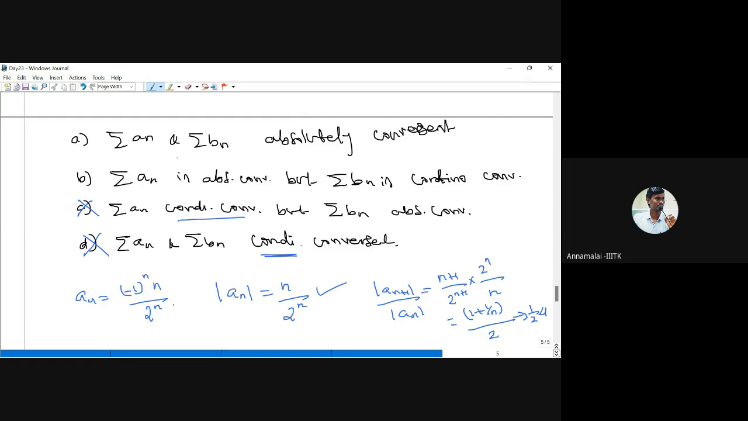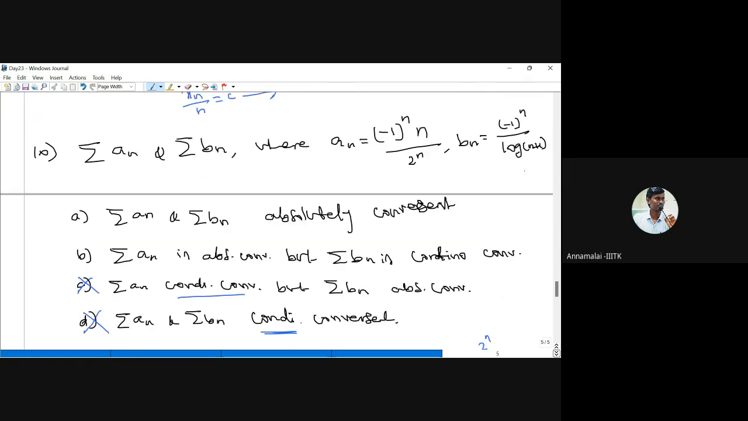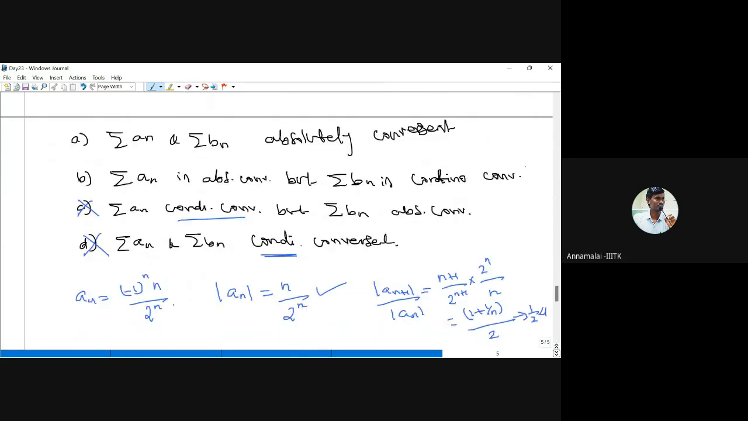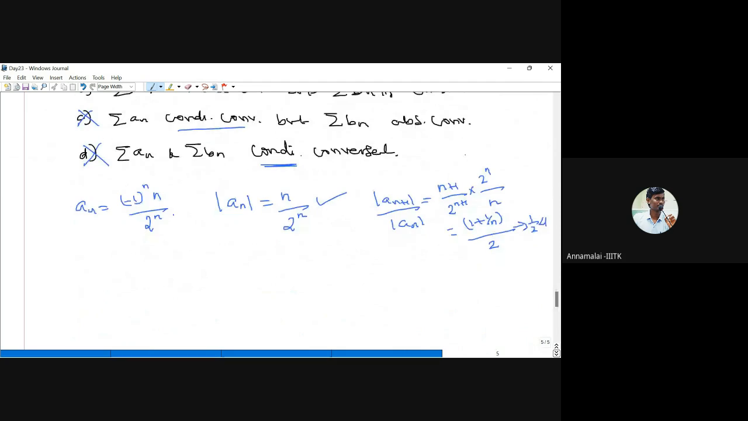Now we have to look at the second series bn. If you take bn as (minus 1) power n by log of (n plus 1), the modulus of bn is just 1 by log of (n plus 1). Log of (n plus 1) is positive because n is a positive natural number. Does it converge or diverge?